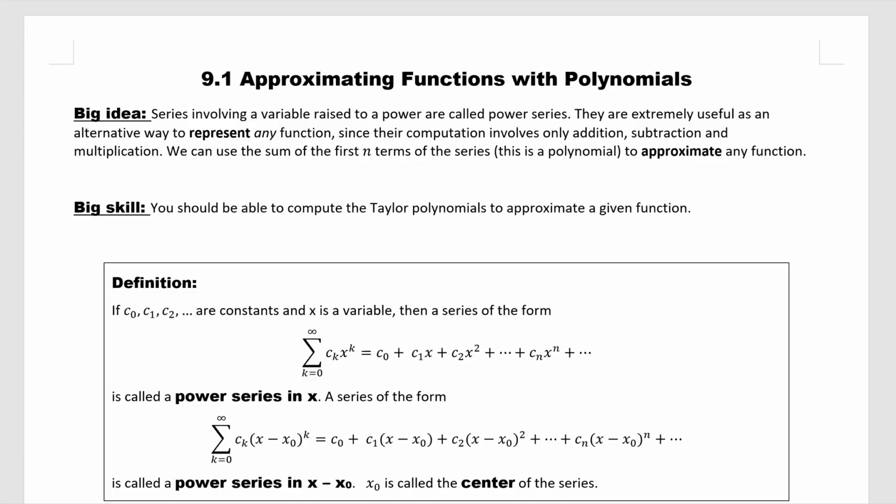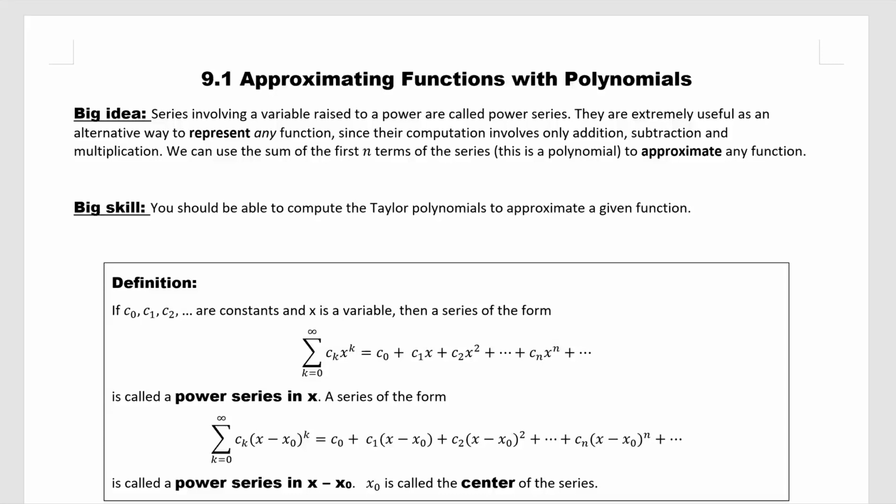Alright, so 9.1, approximating functions with polynomials. Big idea. Series involving a variable raised to a power are called power series. They're extremely useful as an alternative way to represent any function, since their computation involves only addition, subtractions, and multiplication.